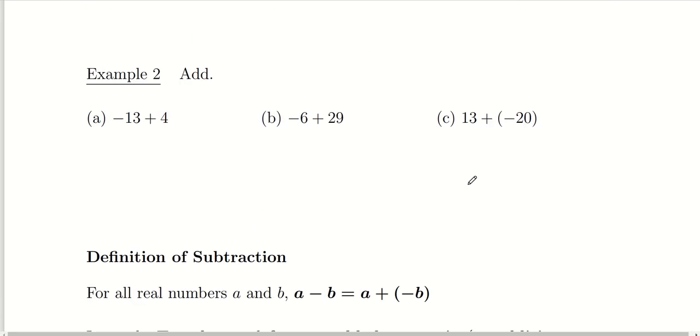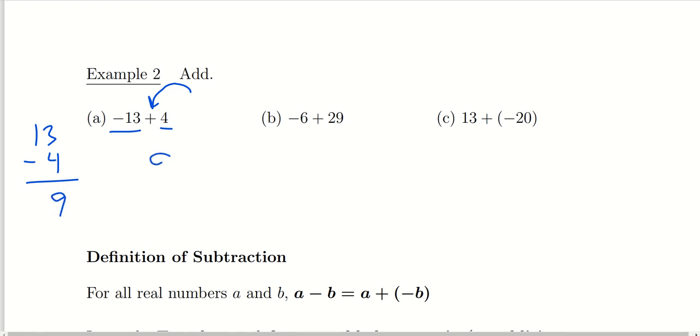Okay. For example, let's look at 2. Here we're adding again, and if we look at the numbers that we're adding, notice that they're different. We have a negative number and a positive number. So when the signs are different, what we do is we take the smaller value away from the larger value. So negative 13 in absolute value is 13. 4 in absolute value is 4. So we take the smaller away from the larger, and that would give us a value of 9.